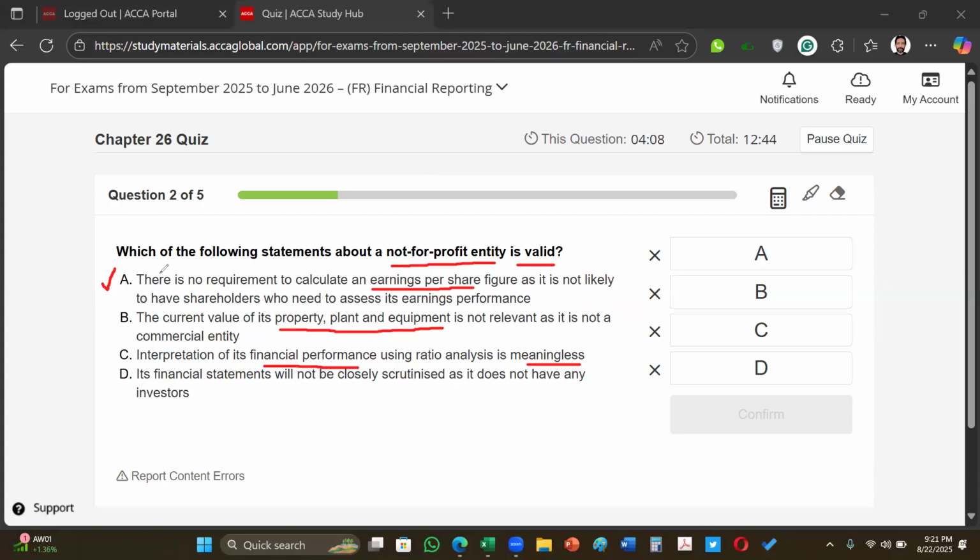So only the first statement is valid. The other three statements are not valid. Okay, like they also scrutinize their financial statements. They look out for better financial performance, and to them, the property, plant, and equipment is quite important. So option A is valid out of the four options. I hope this makes sense for you people.